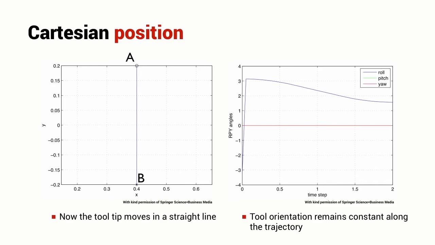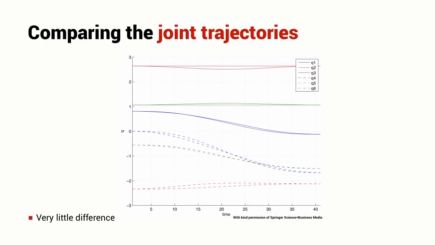Similarly, if I look at the orientation of the end effector, I can see that the pitch and yaw angles are equal to 0 for the entire duration of the trajectory. So the tool orientation remains constant and the tool tip has moved in a straight line. We achieve this just by changing the way we do the interpolation. We're interpolating Cartesian poses rather than robot joint angles. If we compare the two sets of joint angle trajectories, we can see that they're actually quite similar. There's actually not very much variation in the joint angles as a function of time necessary to achieve this straight line end effector motion versus the curved end effector motion.